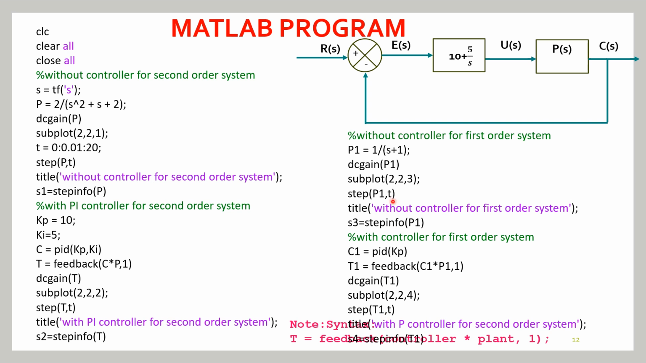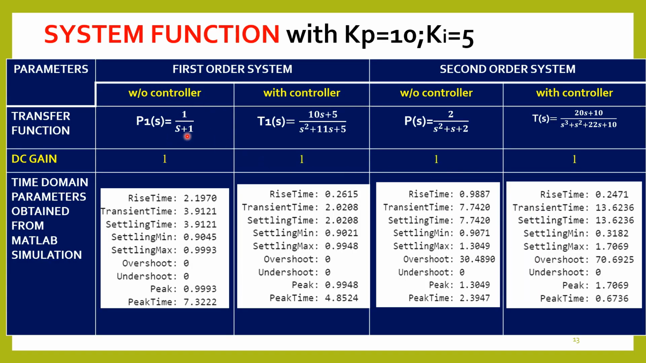And also the same is executed with the first order system of the form 1 divided by S plus 1. So 4 plots are printed in the same figure window and 4 step infos were printed on the command window along with the DC gain. So let us see the results in the next table. So this is without controller, with controller for first order system. This is for second order system. This is the function including the controller, and when I substituted S equal to 0, my DC gain is 1 for all. So I have normalized it in order to compare one plot with respect to the other plot.